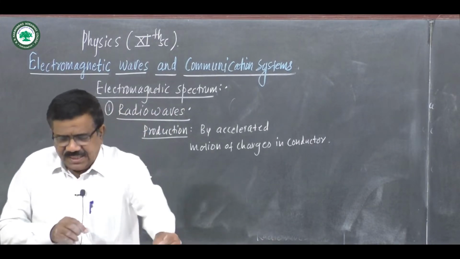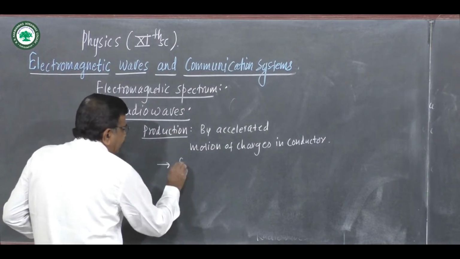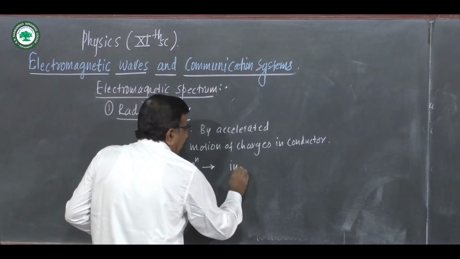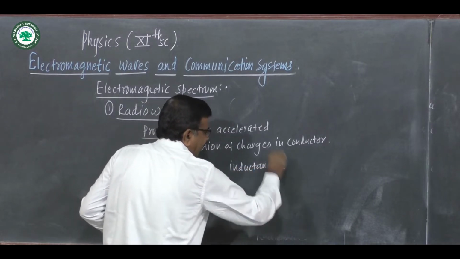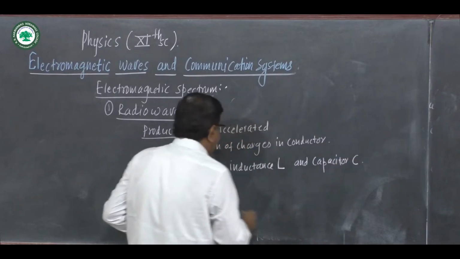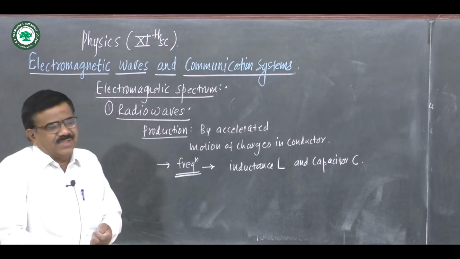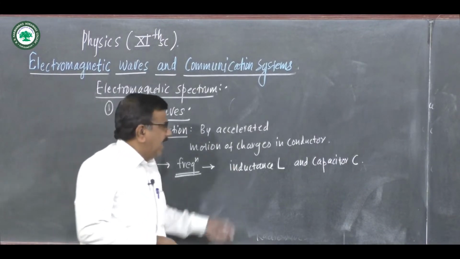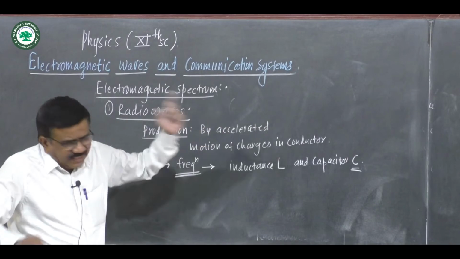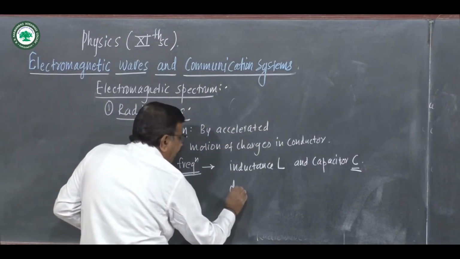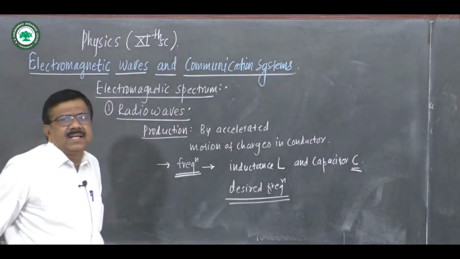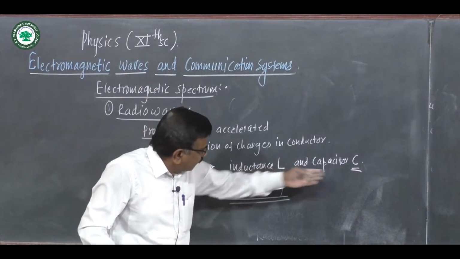The frequency of the wave produced by the circuit, the frequency of these radio waves, depends on the value of inductor or inductance L and capacitor C. The frequency of radio waves produced depends on the magnitude of inductance L and capacitance C. By using suitable values of these L and C, radio waves of desired frequency can be produced, by selecting the proper values of this inductor and capacitor.